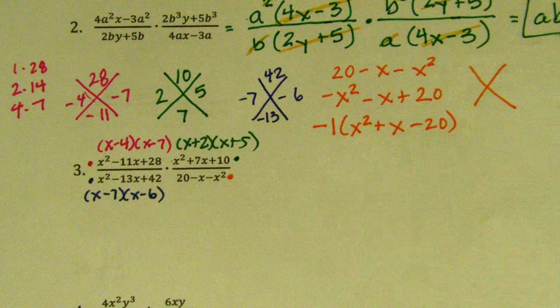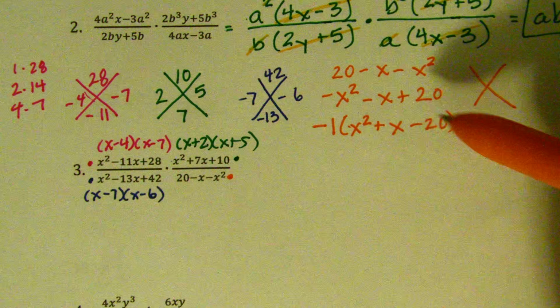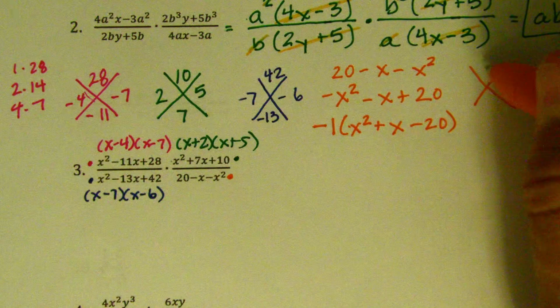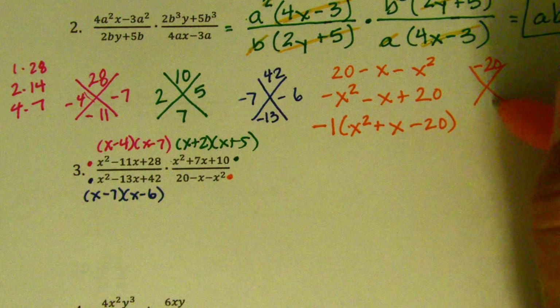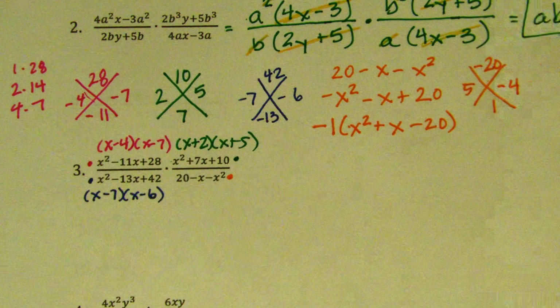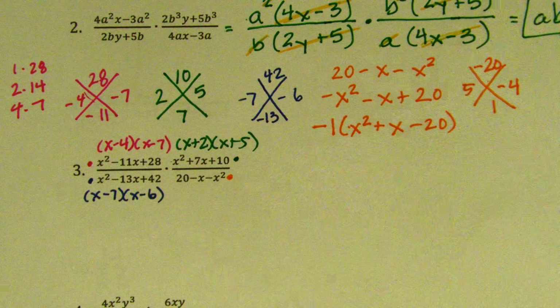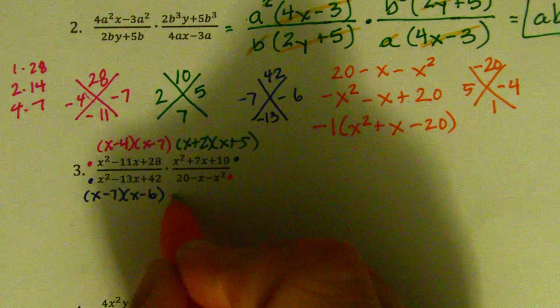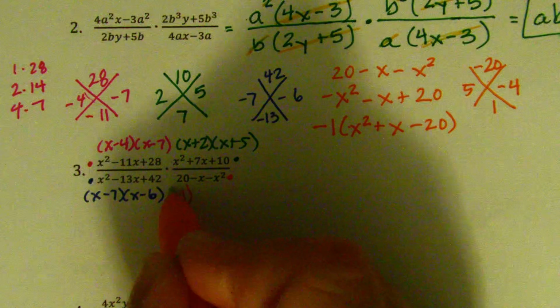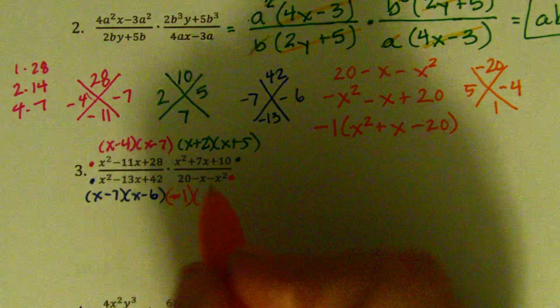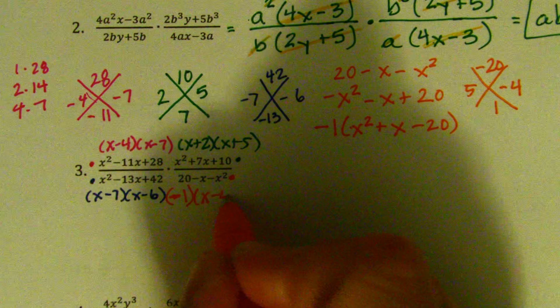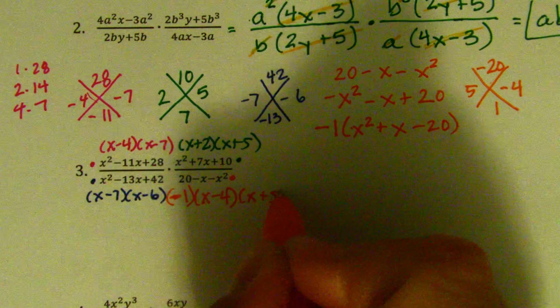Let's go ahead and factor that. My a value is 1, c value is negative 20, so negative 20. My b value is 1. 5 and negative 4 multiply to negative 20 and add to positive 1. So here I need to make sure I put that negative 1, and then x minus 4, and x plus 5.